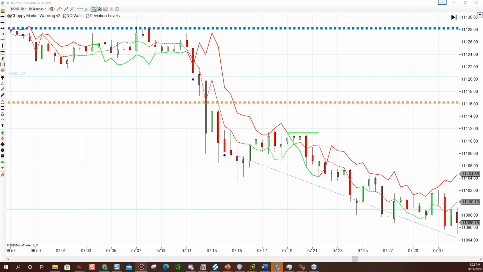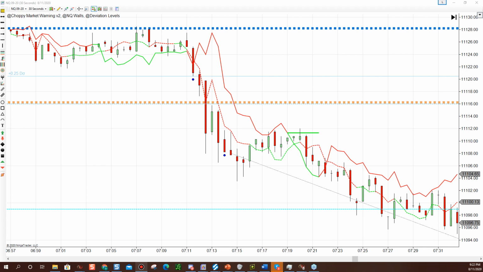Question by Mark. The angle of the lines doesn't matter on the entry bar. Correct. The angle of the lines doesn't matter on the entry bar. They matter on the setup bar, because they can go up and down, up and down. That is correct. So they don't have to be angling up for a long trade.